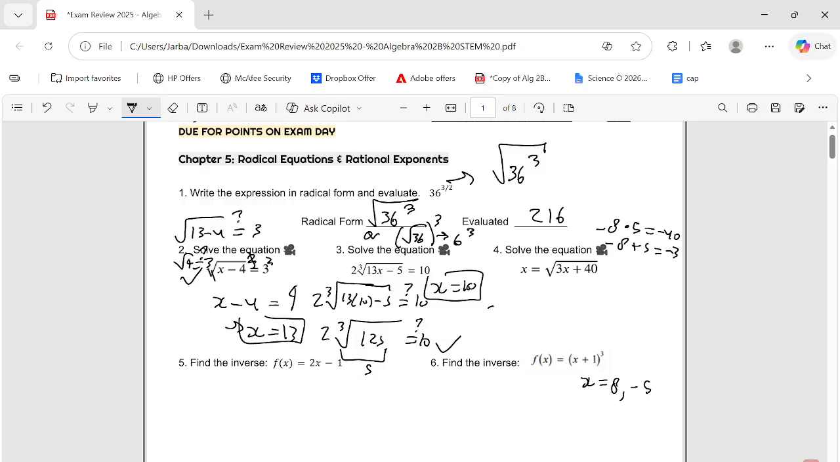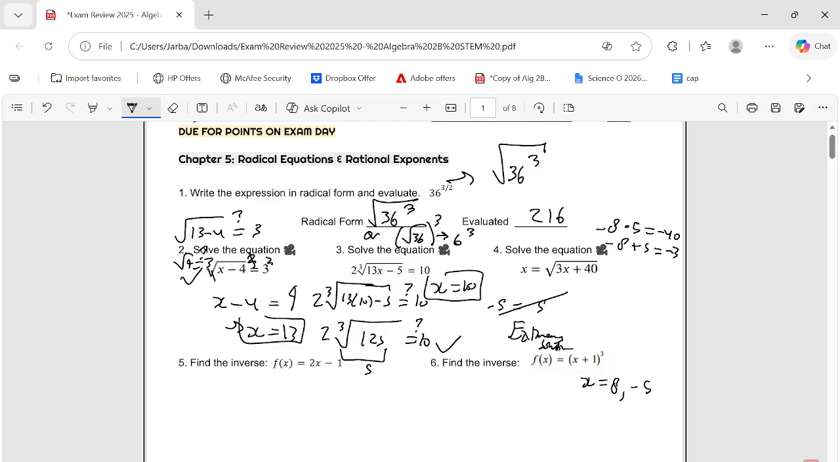Alright, what about the other solution? Negative 5, is that equal to the square root of 3 times negative 5, that's negative 15, plus 40? So that's the square root of 25. So, what we're saying is, is negative 5 equal to the square root of 25? What's the value of this? Square root of 25, that's 5. So is negative 5 equal to 5? No. So that's an extraneous solution.